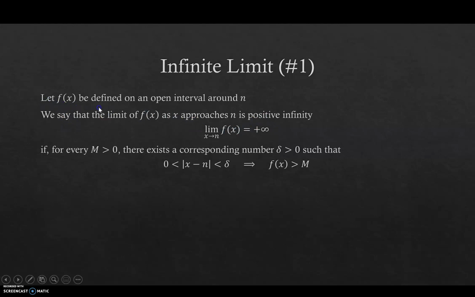Let f of x be defined on an open interval around n. We say that the limit of f of x as x approaches n is positive infinity if for every m greater than 0, there exists a corresponding number delta greater than 0, such that as long as |x minus n| is between 0 and delta, we should have f of x values that are bigger than m. Remember, m should represent a positive big number.